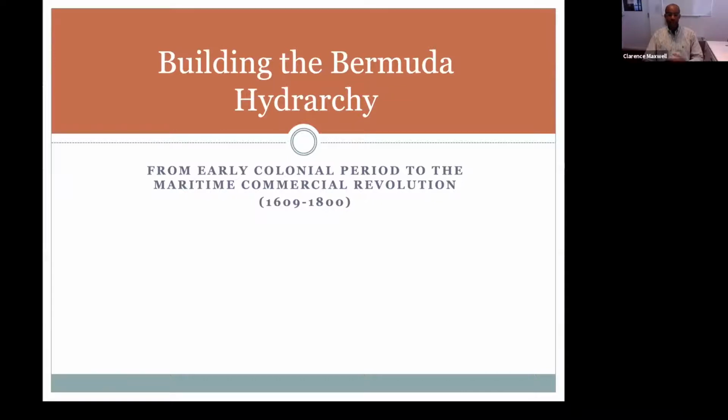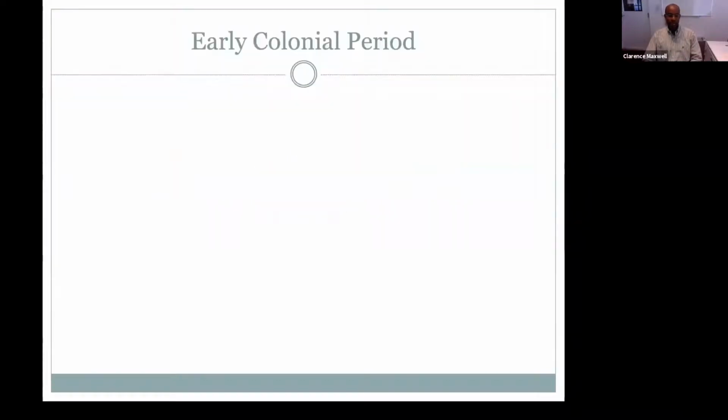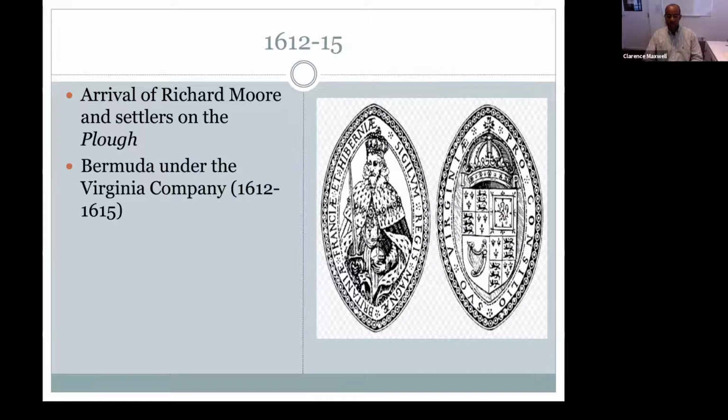This requires us to go back in time. And let's go back to the early colonial period of Bermuda. 1609, of course, 1609, 1610 would be the Sea Venture period. By 1612, as we all know, the plough came back to Bermuda with Richard Moore as its first governor.